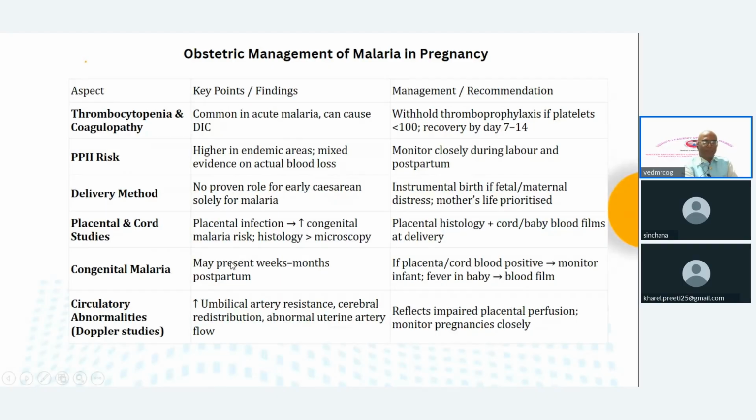Congenital malaria may present weeks or months after delivery, and if placenta or cord blood is positive, you need to monitor the infant for fever, and do a weekly blood film. Okay. So in the baby, you will always do the weekly blood film if the placenta or the cord blood is positive. So this can be asked as a question. Okay. Circulatory abnormalities, increased umbilical artery resistance, cerebral redistribution, etc. reflect impaired placental perfusion, and you should monitor the pregnancy closely.